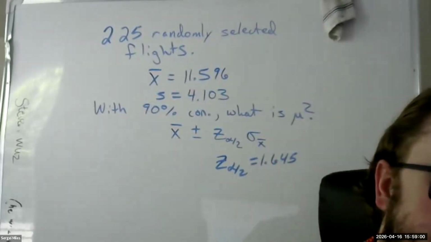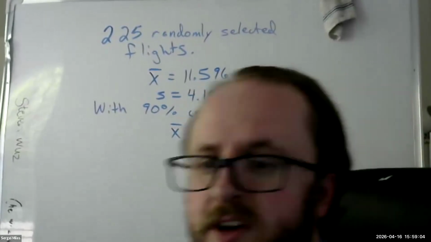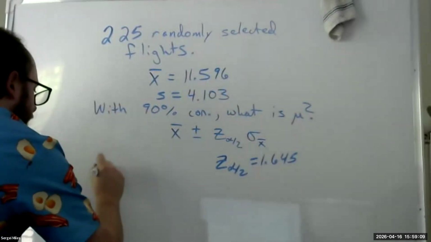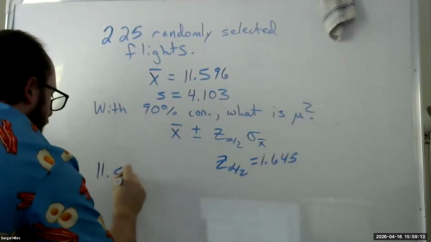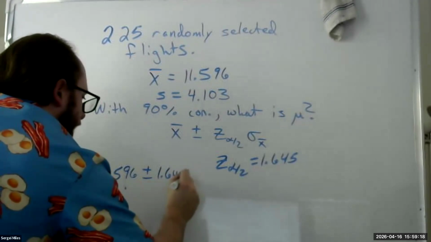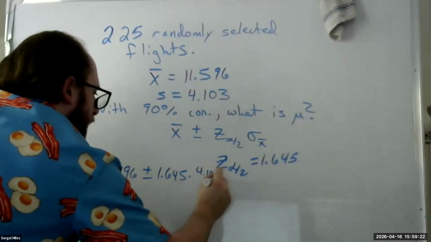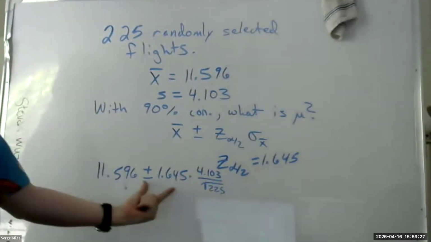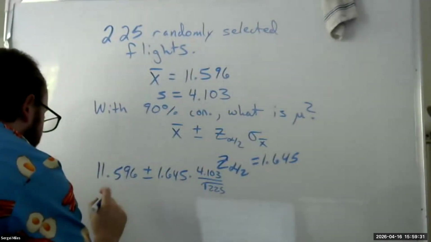So we have our z value, 1.645. All that's left is to create the interval. Okay? So we have 11.596 plus or minus 1.645 times the standard deviation divided by the square root of the sample size. And now this is our final calculation to get to our final answer.